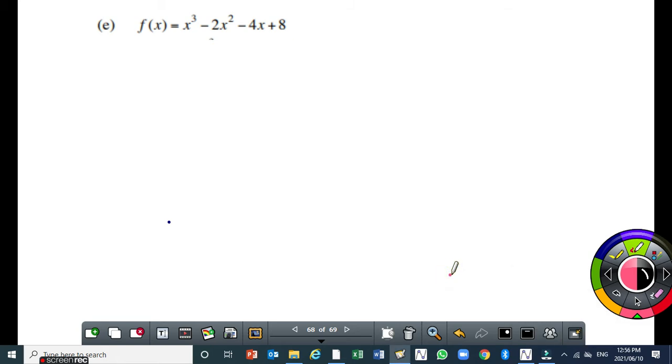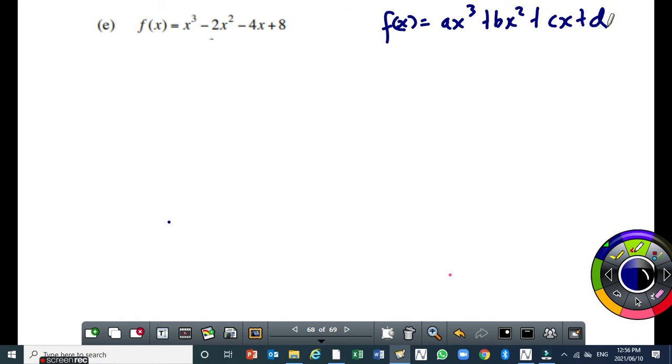So here we have a function. We are going to sketch f of x equal to x cubed minus 2x squared minus 4x plus 8. Just to remind you, the general equation of a cubic function is ax cubed plus bx squared plus cx plus d. That d, I told you last time, is the y-intercept.